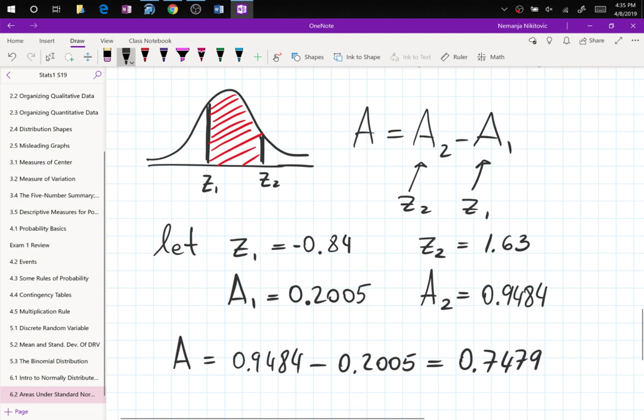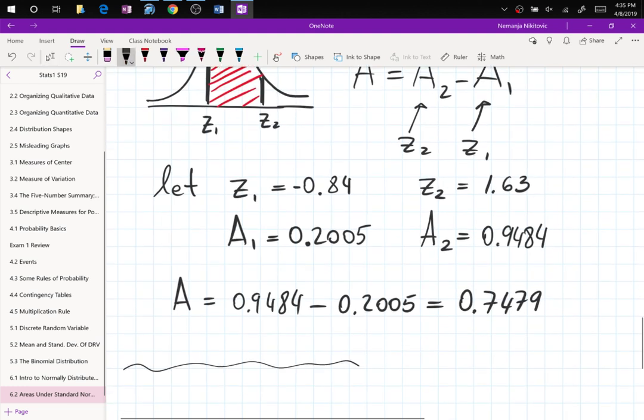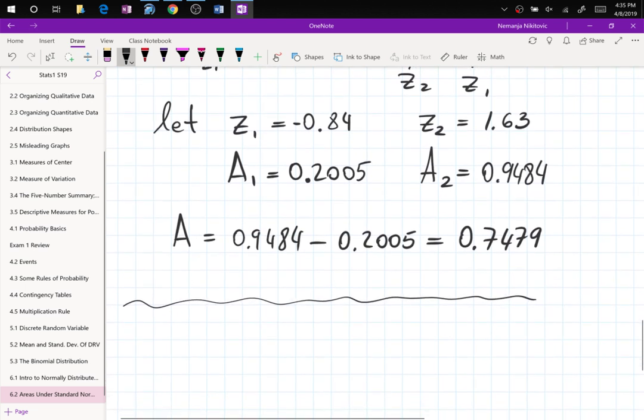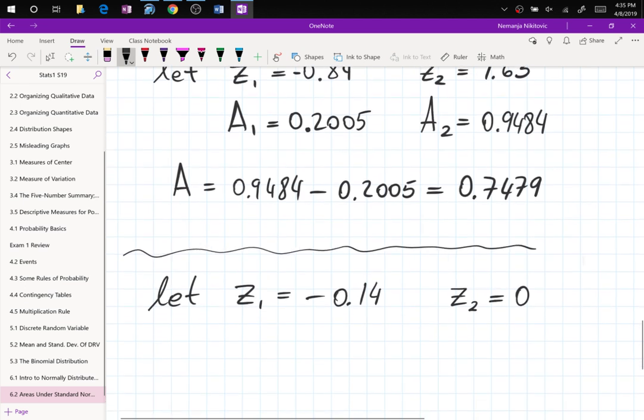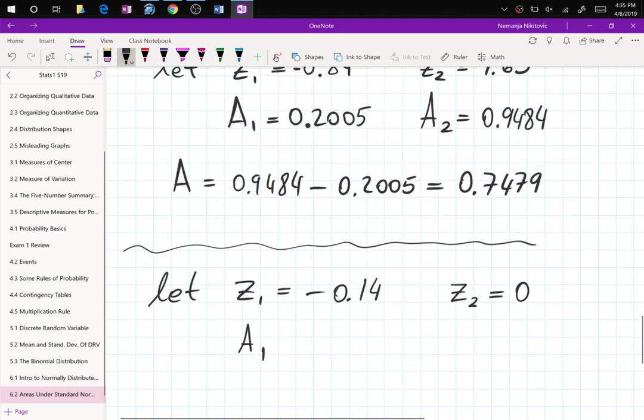All right, one more example, and then we're going to go to the next lecture where we actually use this stuff. So let Z1 be negative 0.14 and Z2 be, let's just use 0. So what's A1? And if you say it's steak sauce, I heard that before. So what's A1?